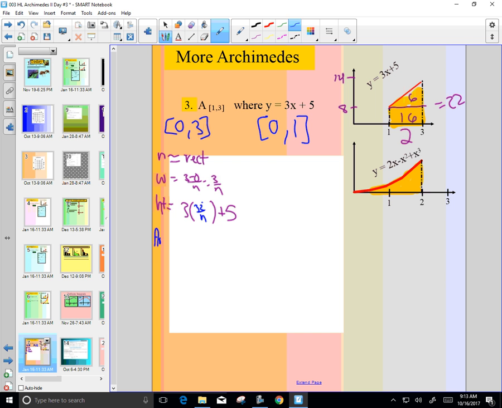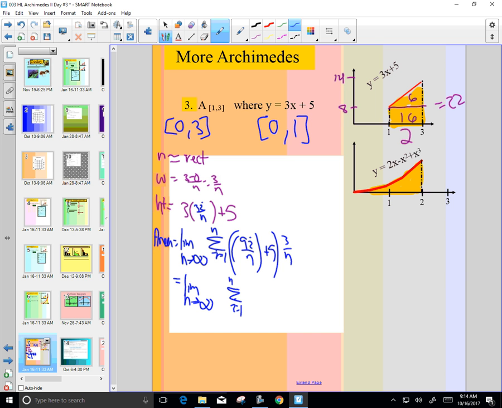So the area is the limit as n approaches infinity of the sum, I goes from 1 to n, right? And we do the height, which is 3 times 3. Let's just do 9i, if you don't mind. 9i over n plus 5 times width, 3 over n. So this is going to be the limit as n approaches infinity of the sum, I goes from 1 to n.